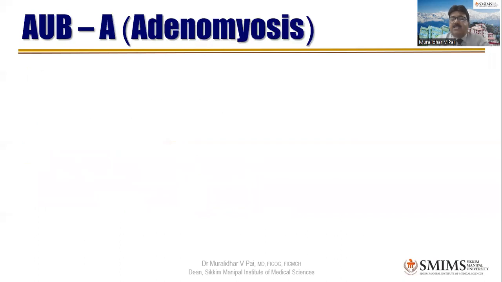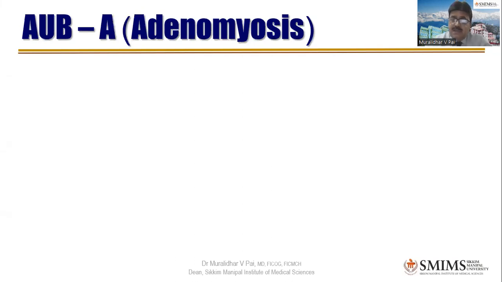Adenomyosis is a big challenge. The next one in the PALM-COEIN after P is A. Adenomyosis is a very, very big challenge. Earlier, when I was a PG, we used to think that adenomyosis is possible only after many deliveries in multiparous ladies, where the endometrium goes into the myometrium through the crevices. But now we know that very young patients can also have adenomyosis, and this can even give rise to infertility.